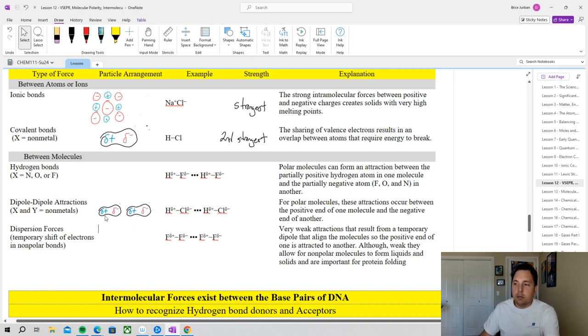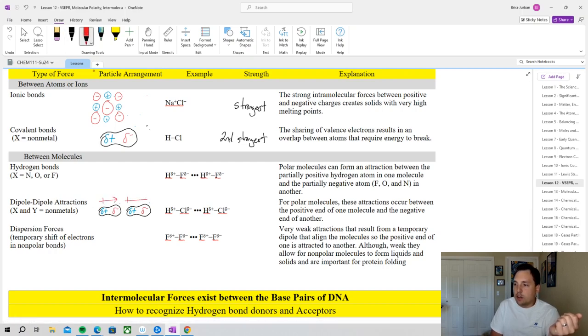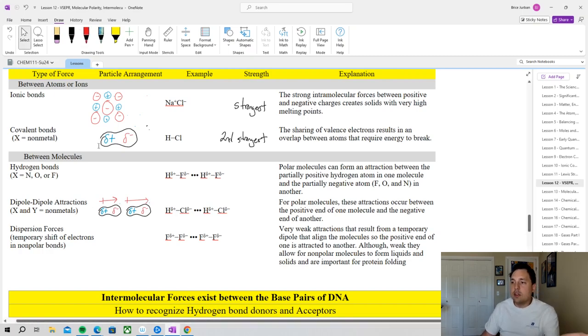And this is known as a dipole-dipole attraction because the overall molecular dipole goes this direction, and then we have another one that goes that direction. So that's why it's called a dipole-dipole attraction. There is a specific case of this where one of the atoms is nitrogen, oxygen, or fluorine that has a free lone pair. And this results in an even stronger attraction than a regular dipole-dipole.